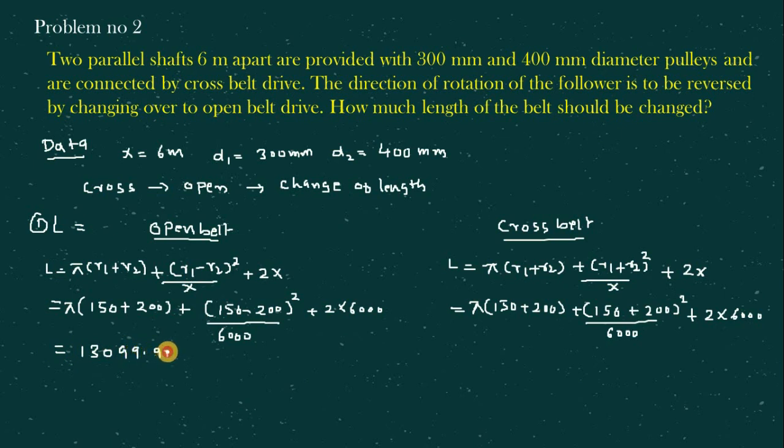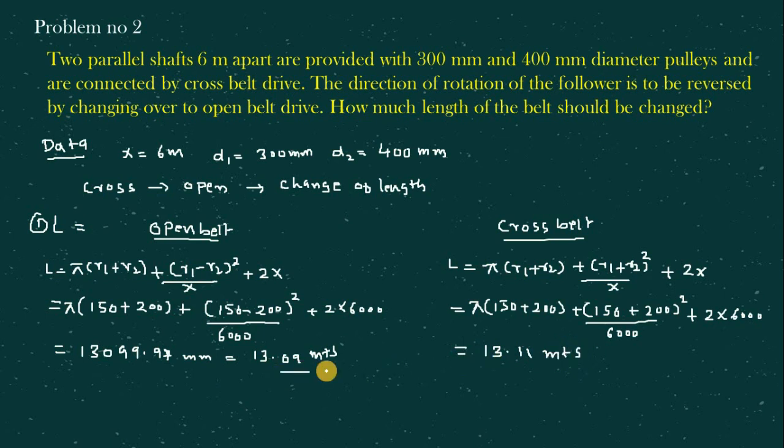So when you calculate it, it comes out to be 13099.97 mm. When you convert into meters, it is about 13.09 meters. Similarly, when you calculate it, in a similar way as I have shown in the previous problem, using the calculator, you are going to find the length of the belt will be around 13.11 meters.